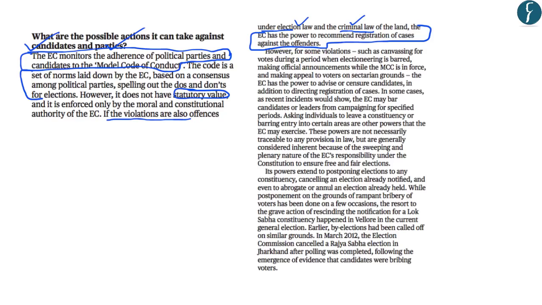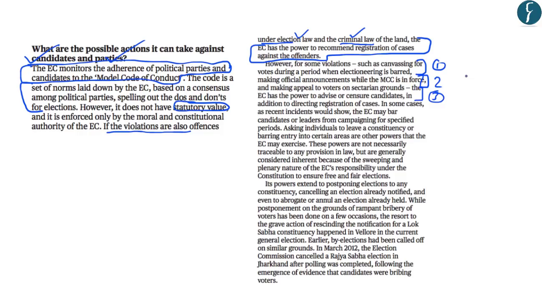So for example, if a candidate tries to provoke violence by his speeches, he can be booked under a criminal law. However, in cases of violations like a candidate canvassing for votes within 48 hours of the polling, making official announcements while the Model Code of Conduct is in force, and making appeals to the voters on sectarian grounds, the Election Commission has limited powers. And this is because no penalty has been provided under the Model Code of Conduct.